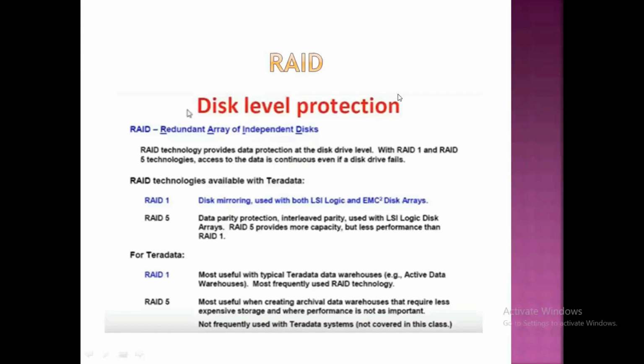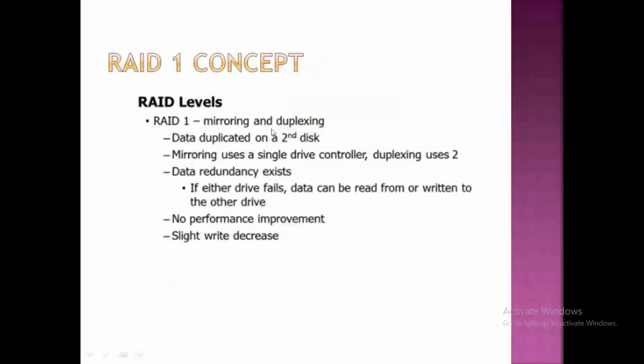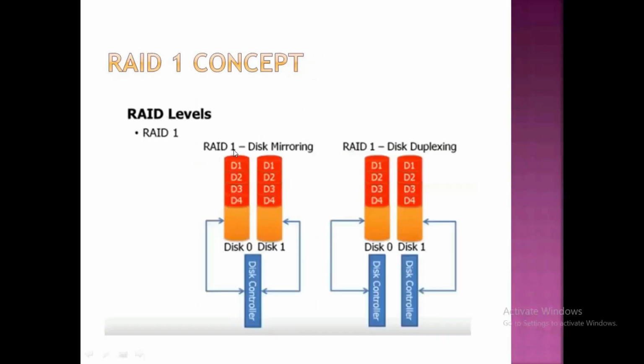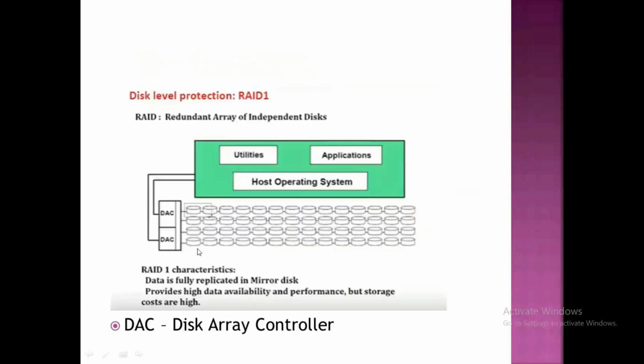But RAID 1 is where all the data will be mirrored out. Mirroring, for example, RAID level: mirroring and duplexing. The data will be duplicated in the second disk. How will it be? For example, assume this is RAID 1, disk duplexing. So you have something like a disk. We have disk 1, disk 2, disk 3, all those, right? So this is mirroring.